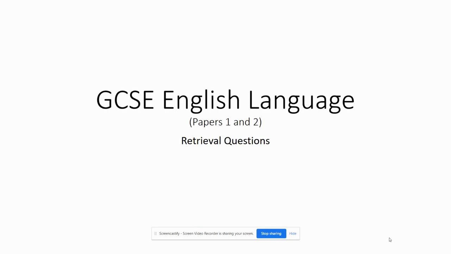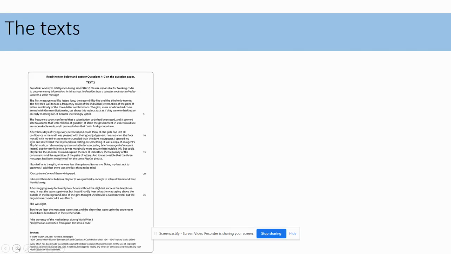Hello and welcome to this revision session on retrieval questions for English language papers 1 and 2. Obviously you're going to be given some text in paper 1. We're looking just at fiction text, and in paper 2 you'll be given 2 non-fiction texts. This is what they will look like.